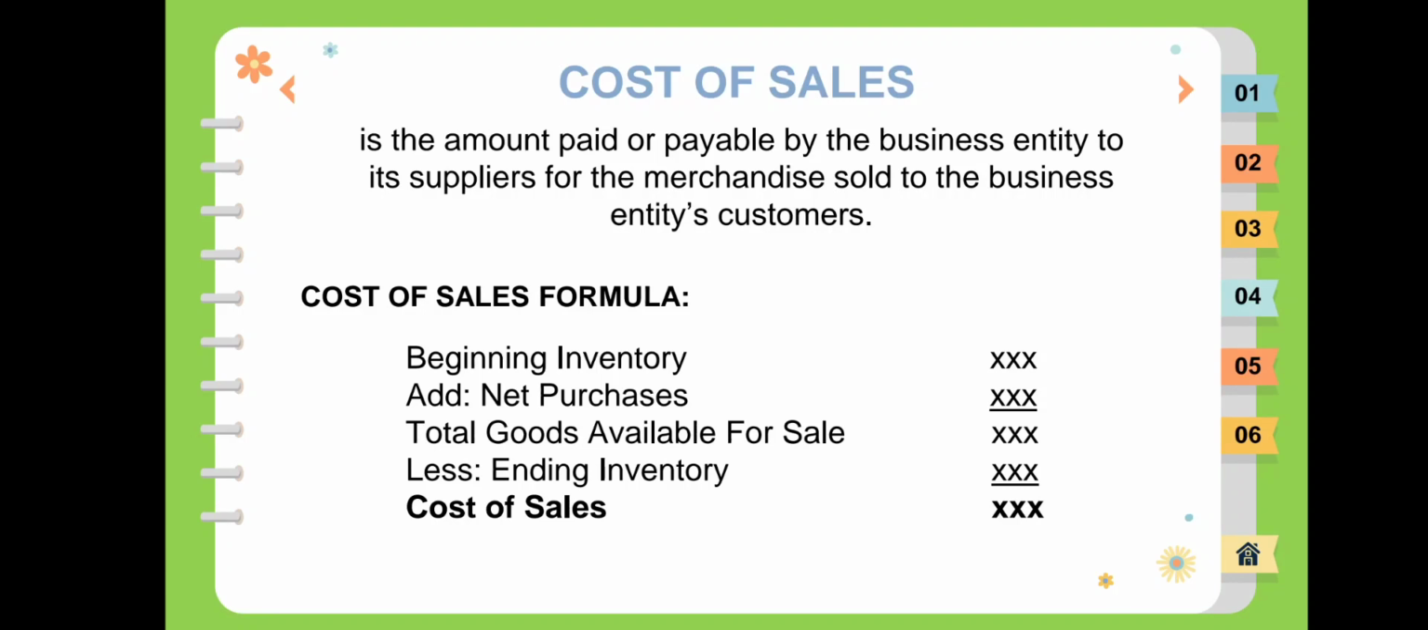That is total goods available for sale. Then, if you have total goods available for sale, you deduct ending inventory from it. Ano naman yung ending inventory? So, this is the inventory available on the last day of the year. So, yung inventory sa December 31 or yung last day ng accounting period. So, that is your ending inventory. Then, if na-deduct nyo na, then that is your cost of sales na.